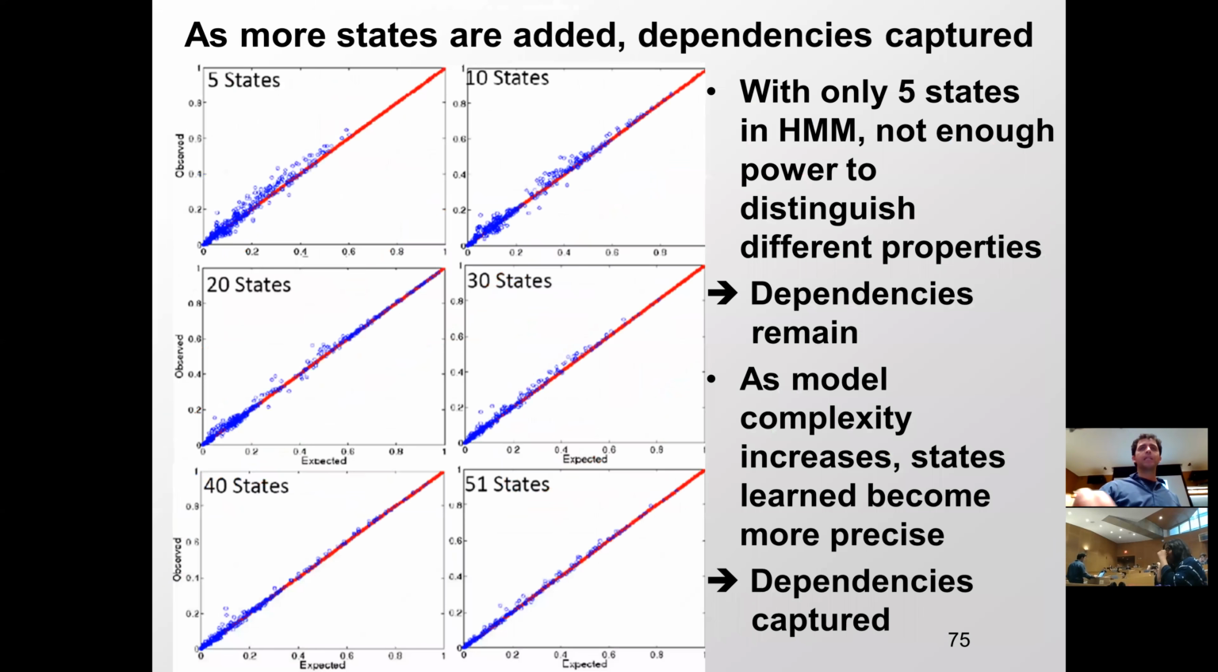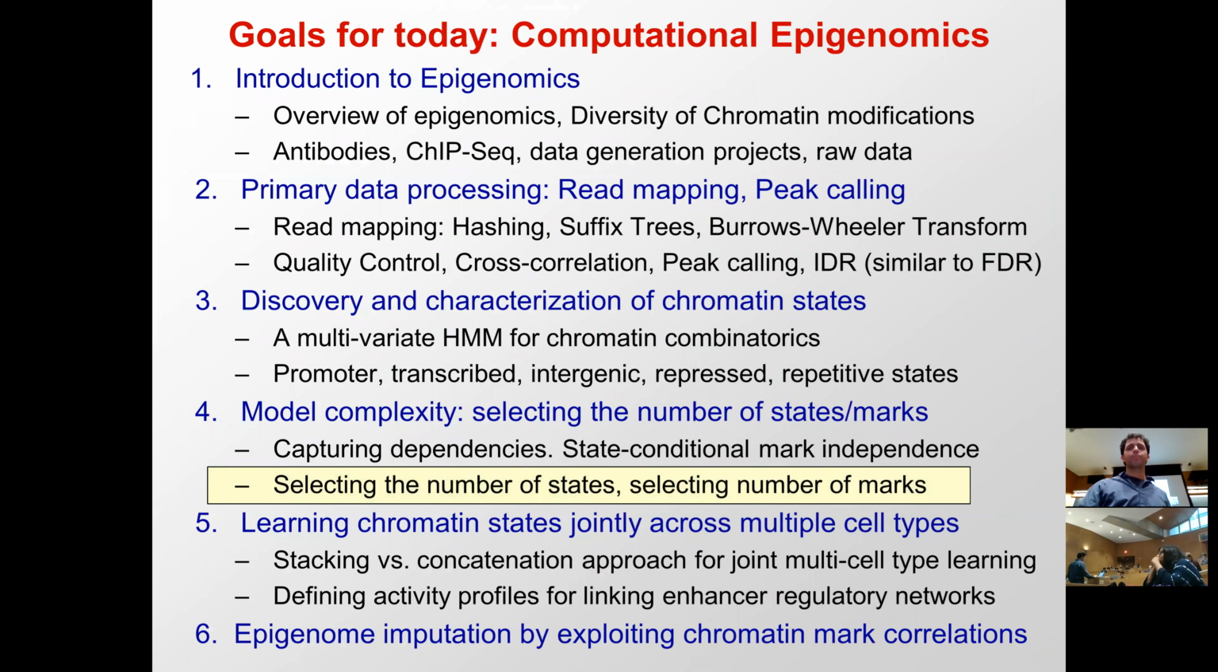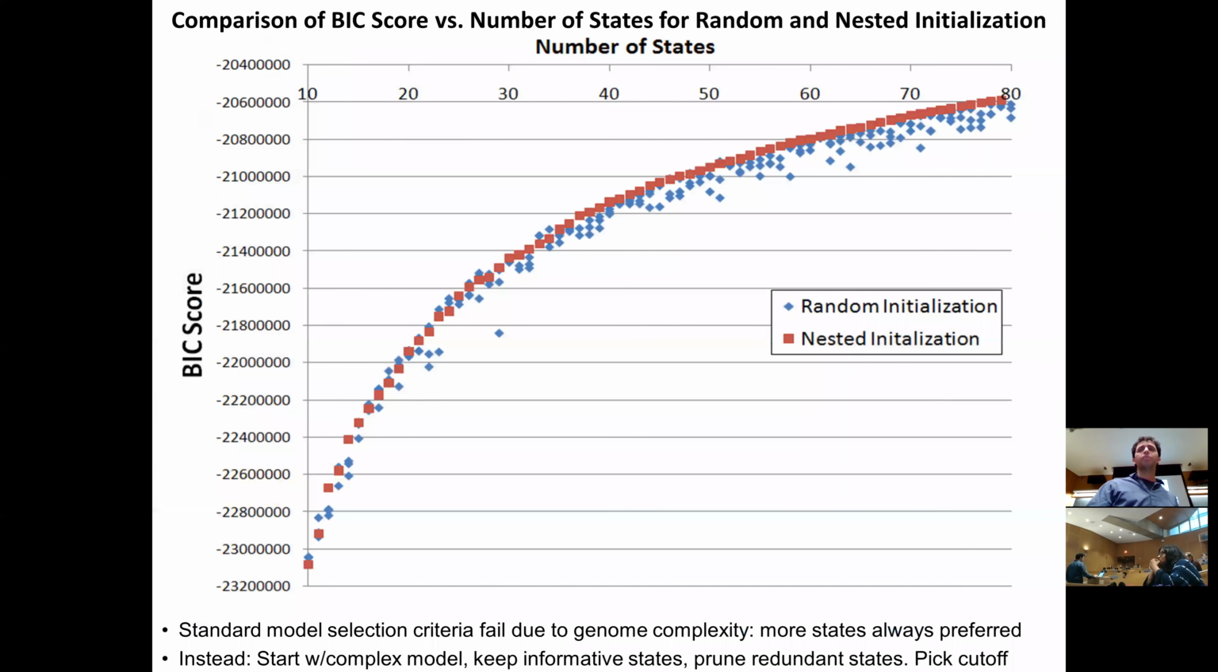And what was very cool is that as you increase the number of states, these marks became more and more independent of each other. That basically means that our additional states were capturing some of the mark co-occurrence properties, which were now becoming conditionally independent, given the chromatin state. Okay? So that's one way to understand that the increasing number of states actually captures a lot of these mark dependencies. But where do we stop?